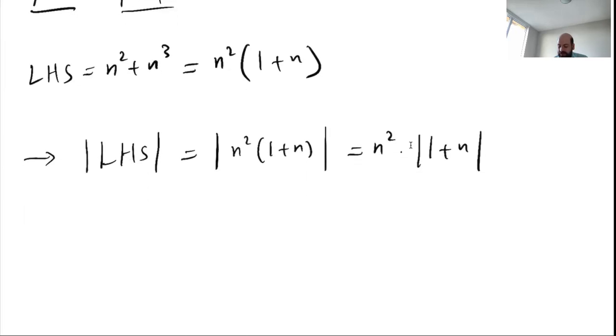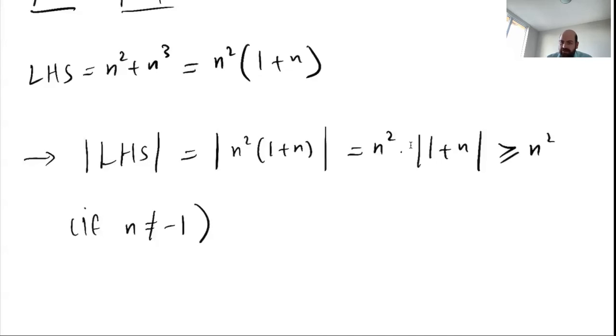Which is bigger than or equal to n squared if n is not equal to minus 1. Right? See, n squared times the absolute value of 1 plus n means n squared times a non-negative integer. Now, if that non-negative integer is not 0, it means it's at least 1. So a number times a number which is at least 1 becomes bigger than or equal to the original number, right?